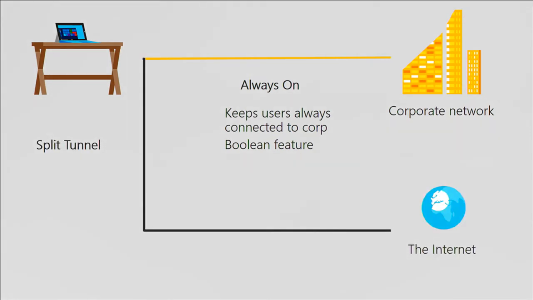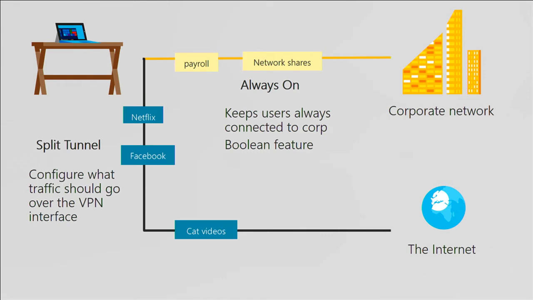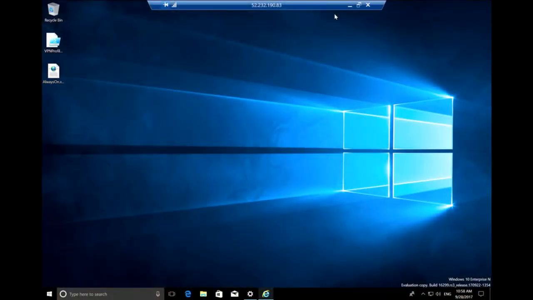Also, with split tunnel, as I mentioned before, you're going to be splitting your traffic. So your users trying to access payroll or network shares will go over that VPN tunnel at the top. And any personal traffic, such as browsing Netflix or watching random cat videos, is going to go over the physical interface to the internet. So now I'm going to hand it over to Owen, who's going to walk through a demo for you.